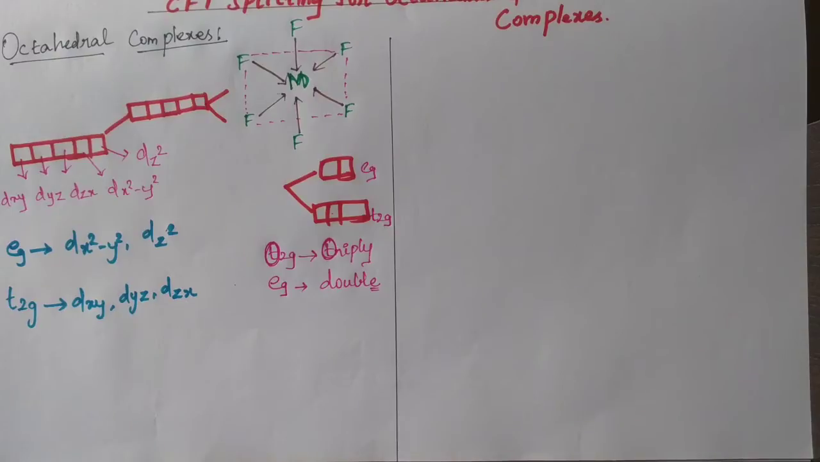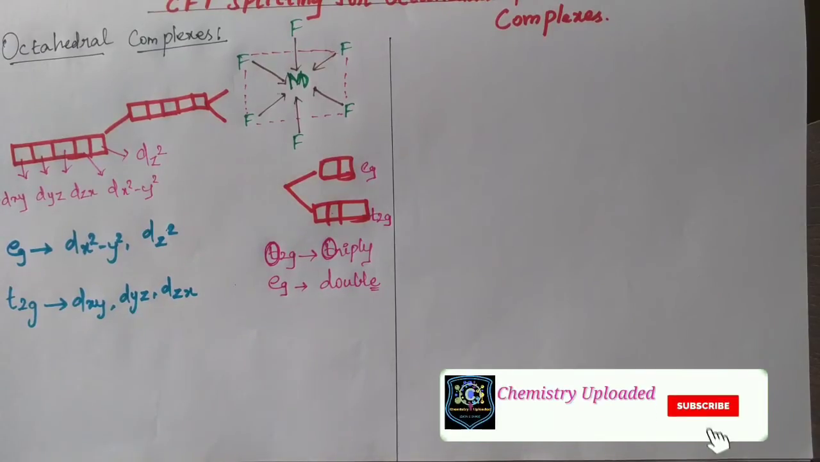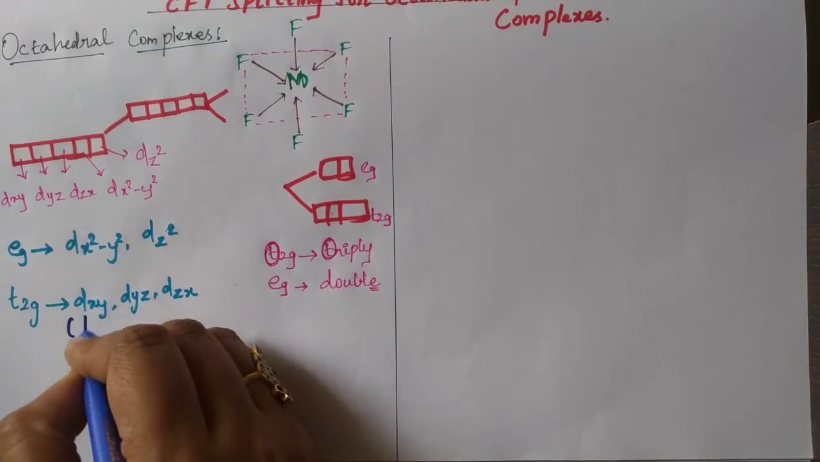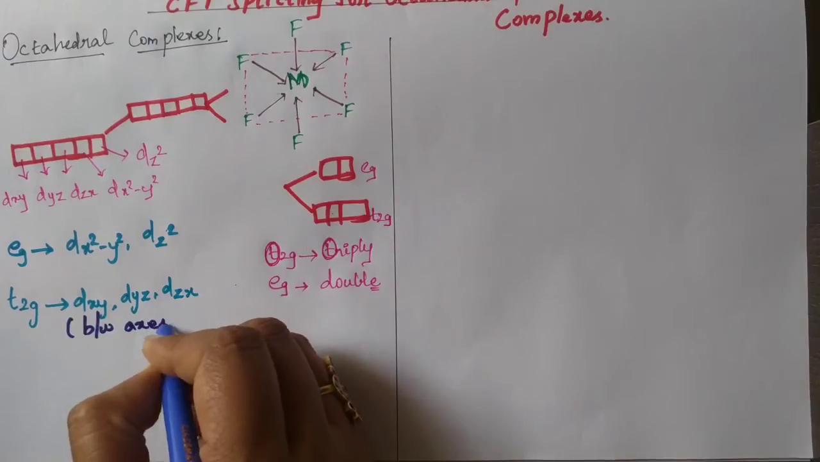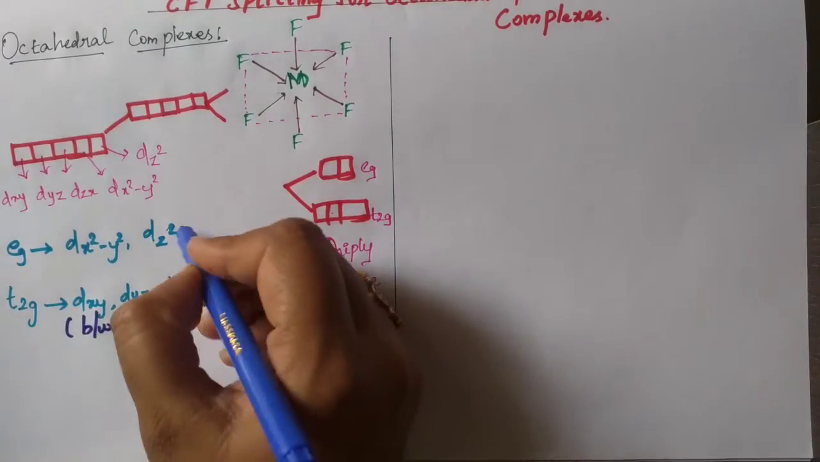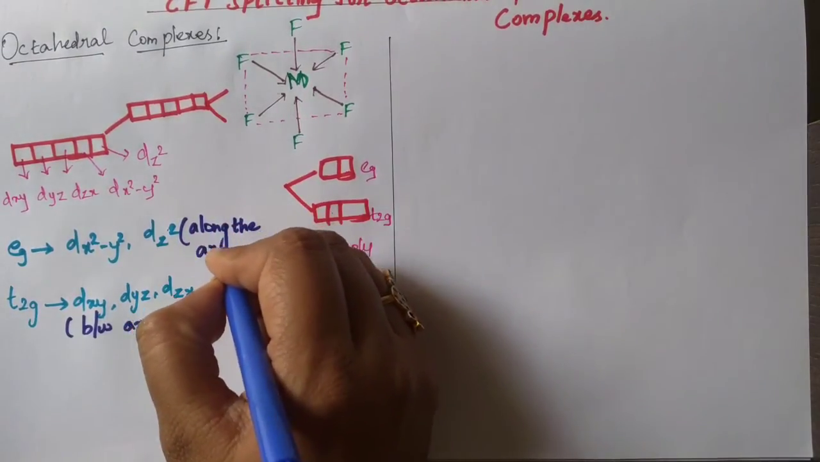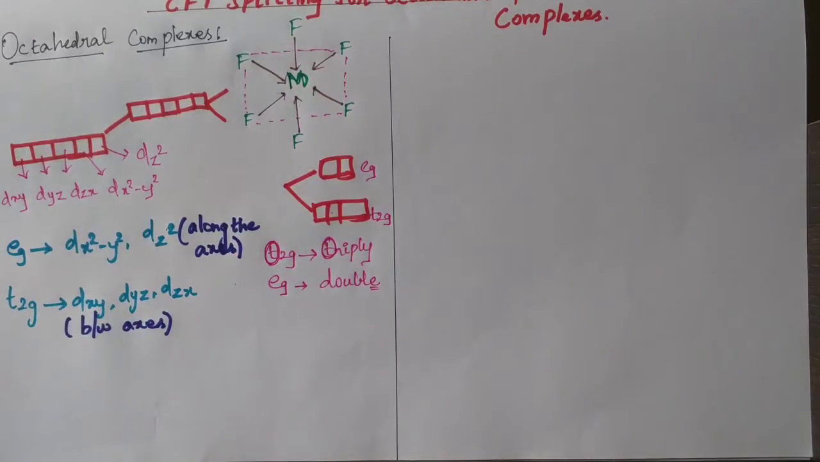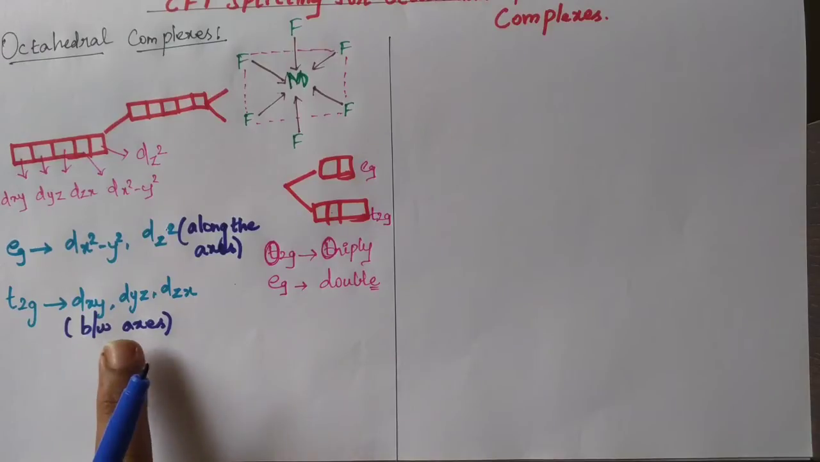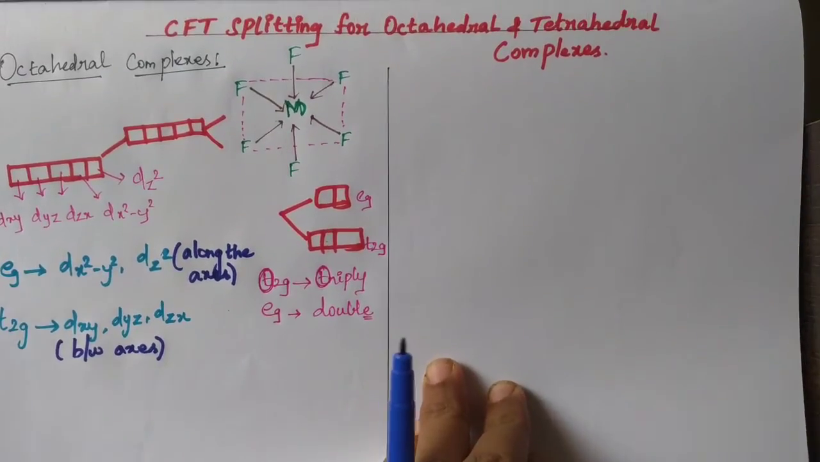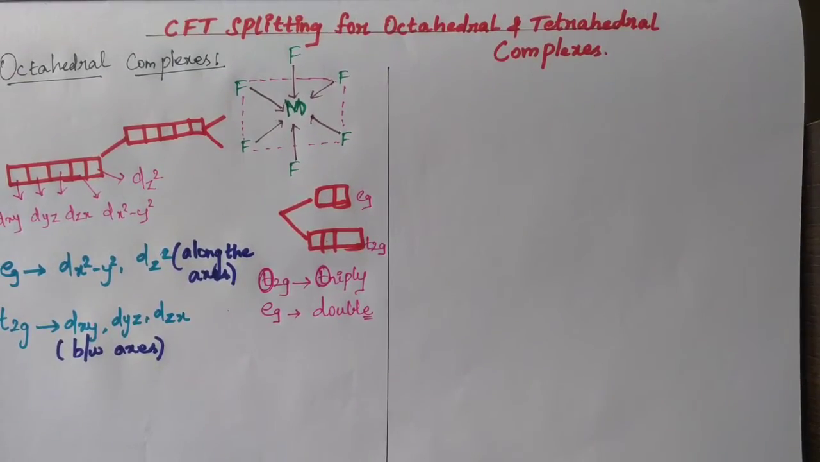Here, which ones are present along the axis, which ones between the axis? Already we know that these three T2g orbitals are present between the axis, and these two are present along the axis. Already you know the lobe structures of d orbitals, right students? So T2g orbitals are between the axis, Eg orbitals are along the axis. Out of 5 orbitals, which orbitals are present on the path of ligands? Because based on that, the splitting takes place.